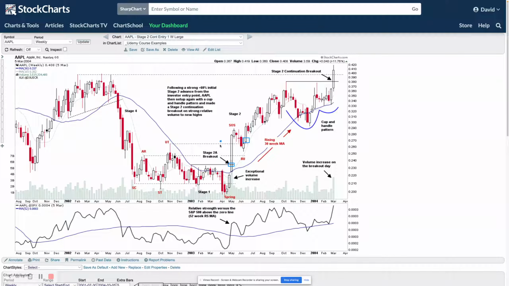So in this Apple example here, the secondary entry point is much higher. In the book example, the secondary entry point is much further down at the actual breakout point, but every chart is different. You don't always get a pullback all the way to the breakout level, especially with an exceptional volume increase like we saw in this one and a huge price spread move.